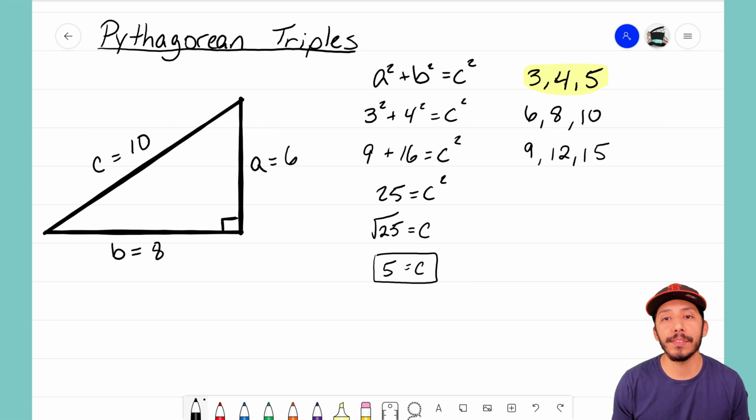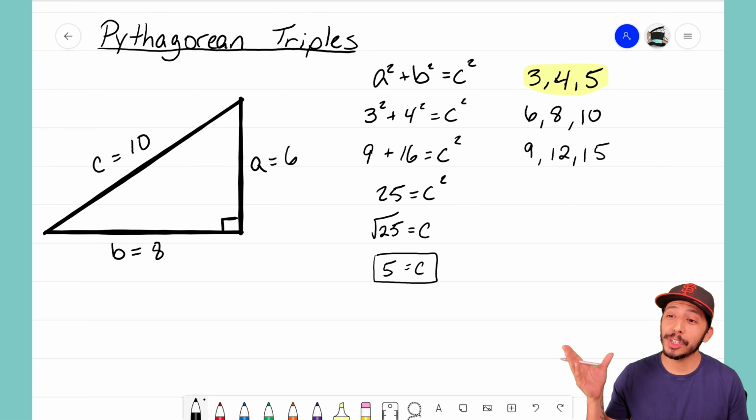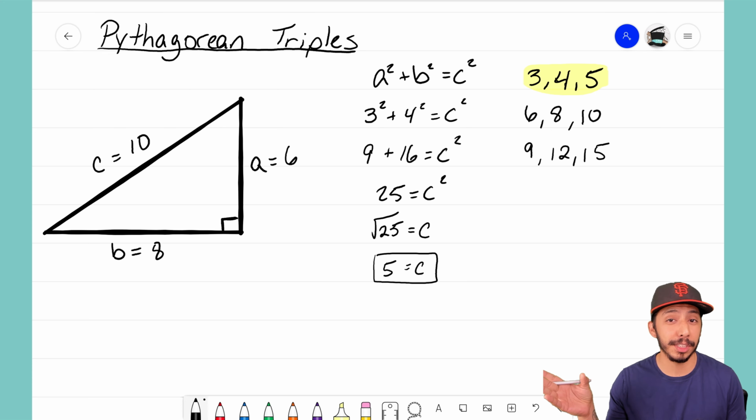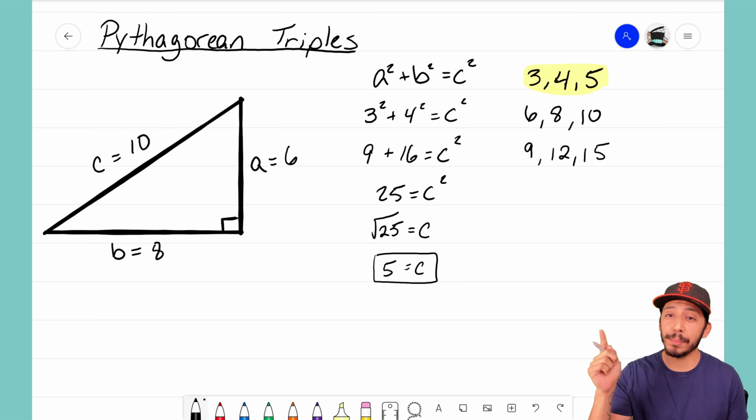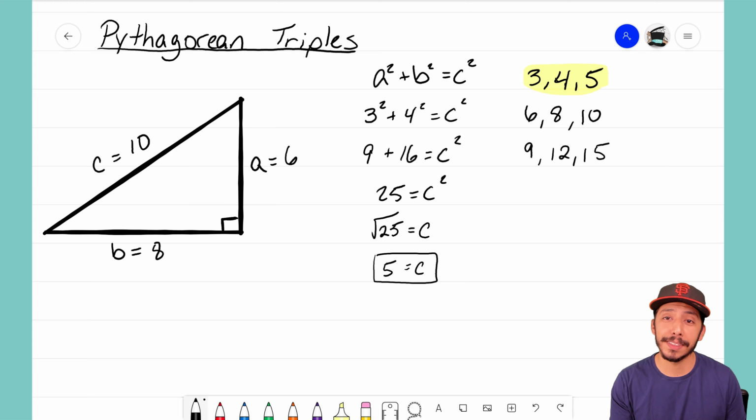So the 3, 4, 5 right triangle shows up a lot. And yes, you could always just use Pythagorean's theorem to solve. But if you can remember that 3, 4, 5 is a Pythagorean triple, it might just save you some time when you're working on some problems. Now there are, like I said, an infinite amount of Pythagorean triples. And I can't, on this video, show you all of those.